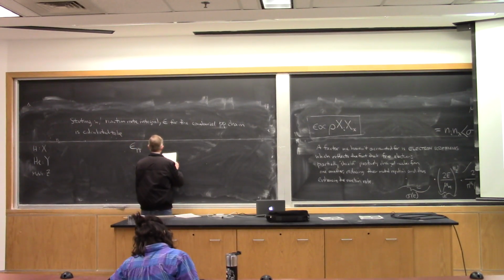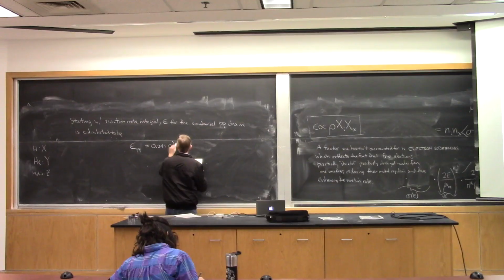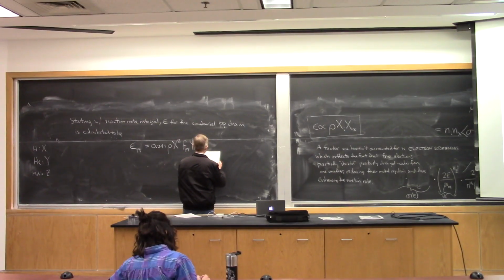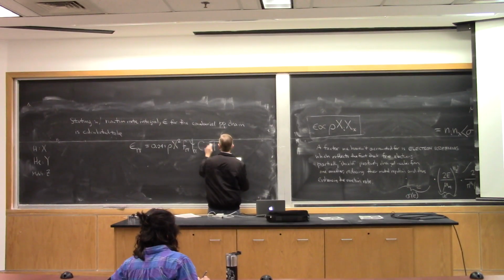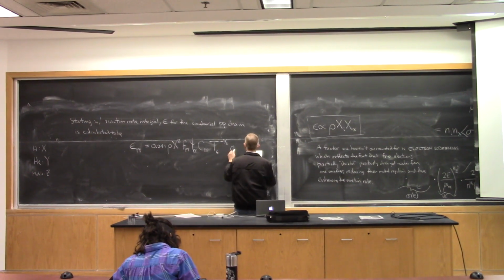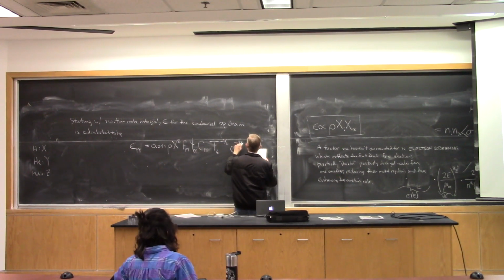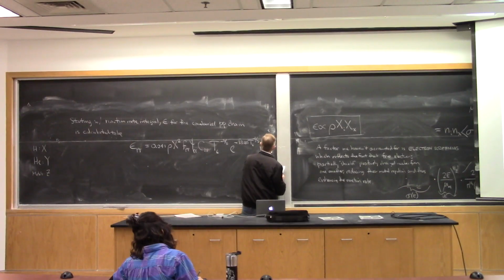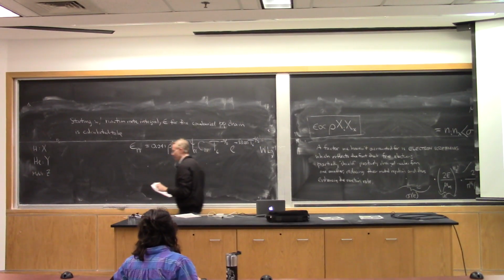Epsilon PP is 0.241 rho X squared F sub PP, psi sub PP, C sub PP, T sub 6 to the minus 2/3, e to the power of minus 33.80 T sub 6 to the minus 1/3, watts per kilogram.